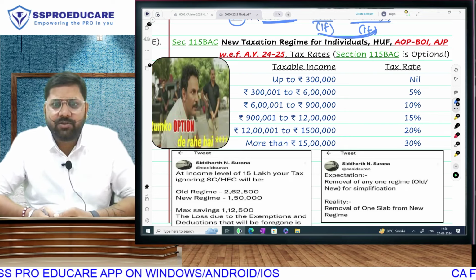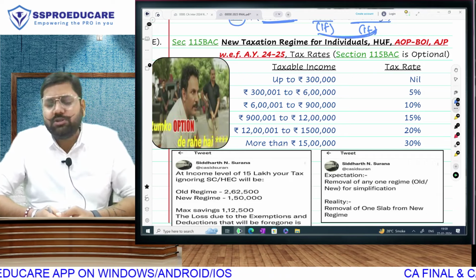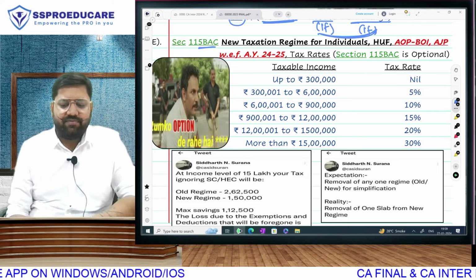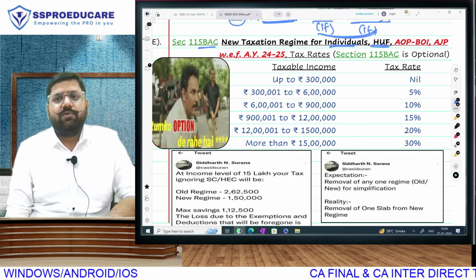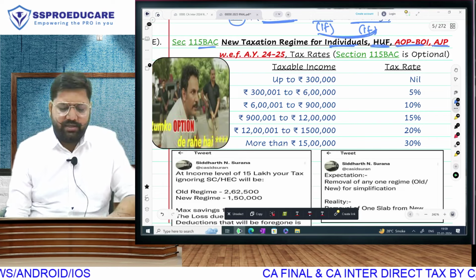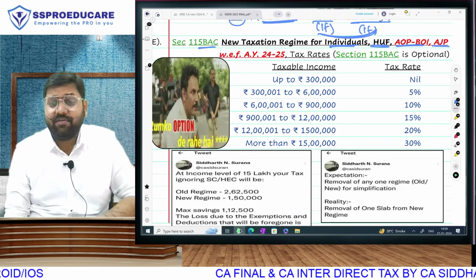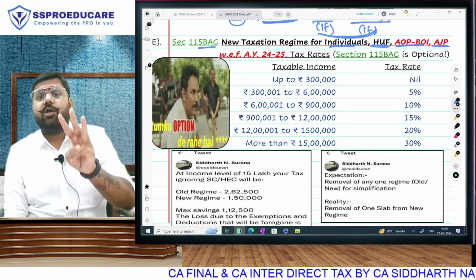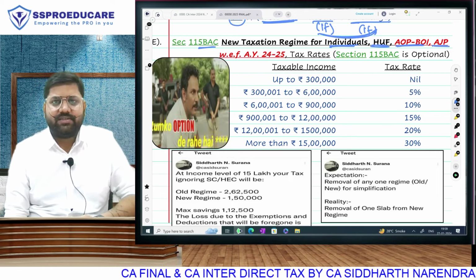Okay, so ladies and gentlemen, with effect from assessment year 24-25, a huge number of changes have taken place in the new taxation regime. First, we'll talk about 115BAC. At the outset, till last year, it was applicable only to individual and HUF. From here itself, the amendments have started. AOP, BOI, AJP are also now going to fall under 115BAC. So, 115BAC will now be available to individual, HUF, AOP, BOI, and artificial juridical person. All four assessees will come here.